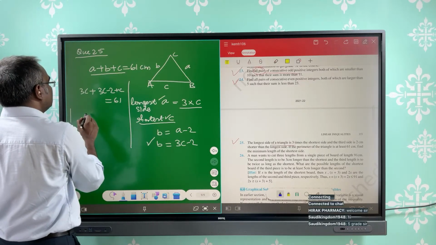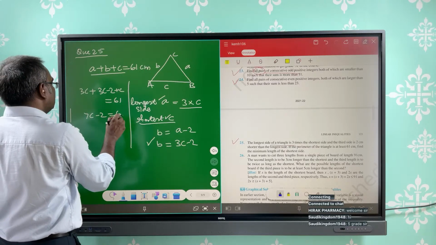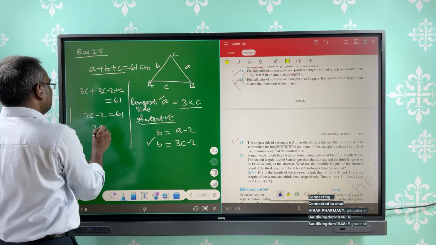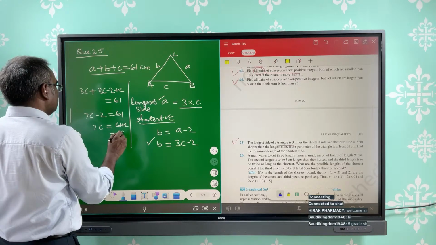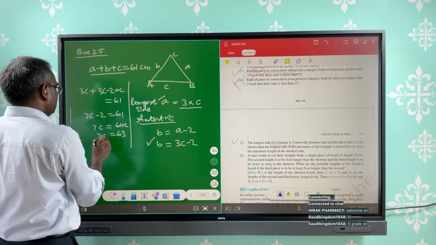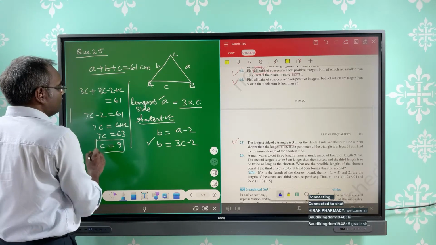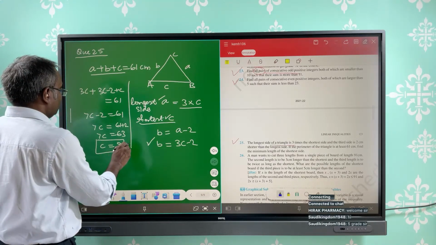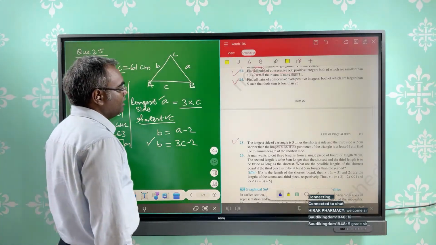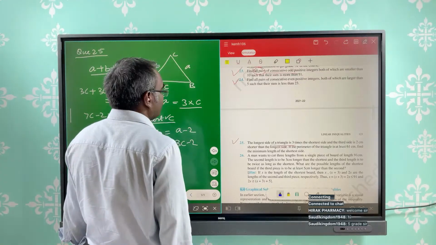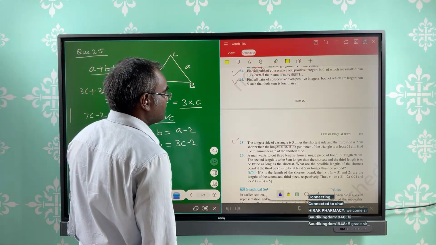So 3c plus 3c and c, 7c minus 2 is equal to 61. So 7c is equal to 61 plus 2, that is 63. So C is equal to 9. So 9 is the centimeter. 9 centimeter is the length of the shortest side, right? So here minimum length, find the minimum length of the shortest side.